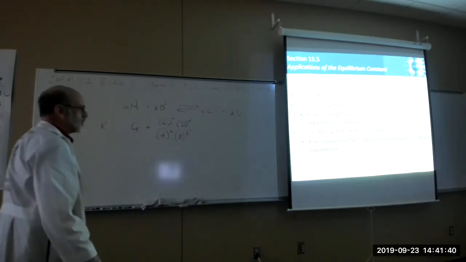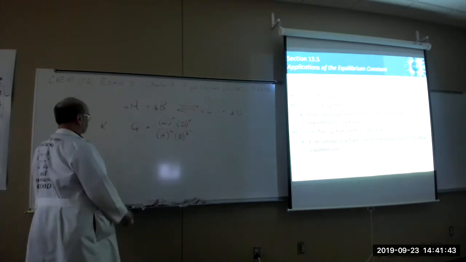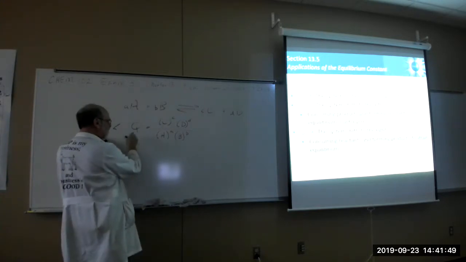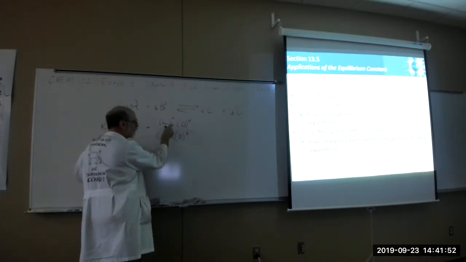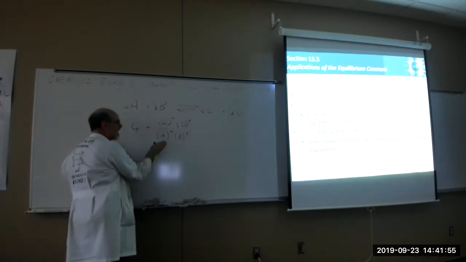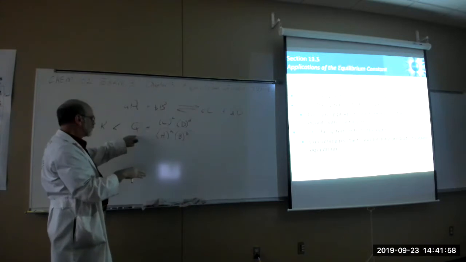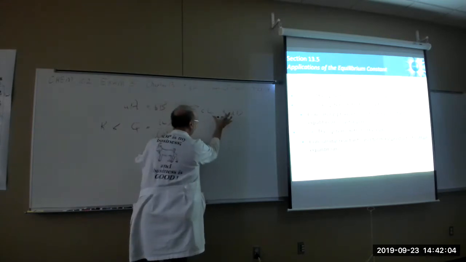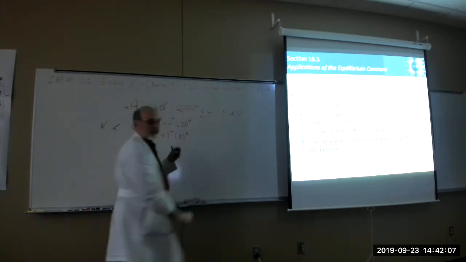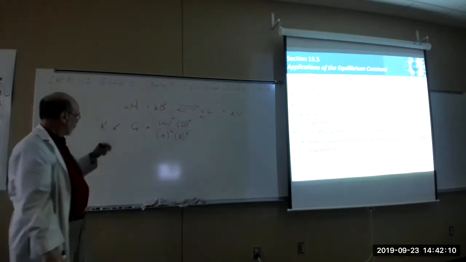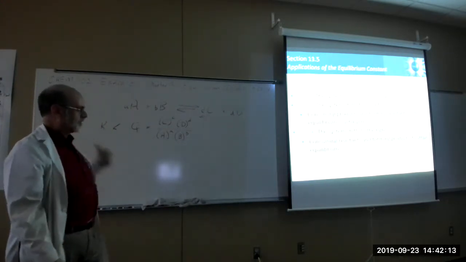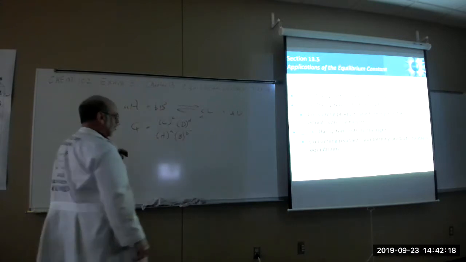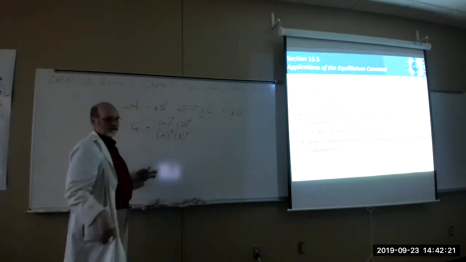What if the Q is greater than K? If Q is greater than K, what does that say here? That says that we have more products than we need and less of the reactants. So if Q is greater than K, then that means we have more of this, less of this. That means we have more of that than we need, and we're going to head that direction. So if Q is greater than K, we're headed to the left, as written.